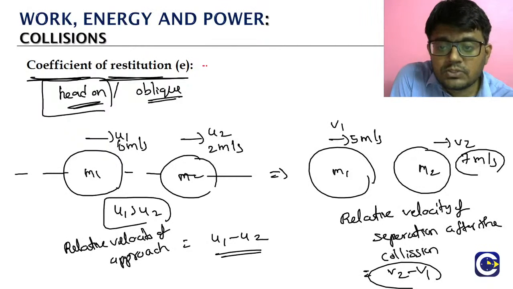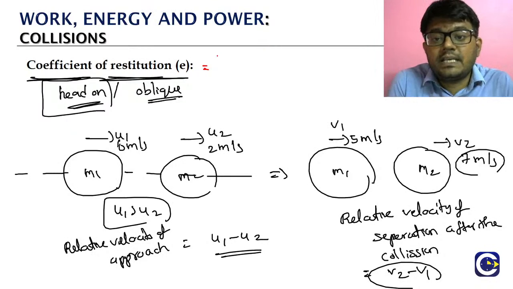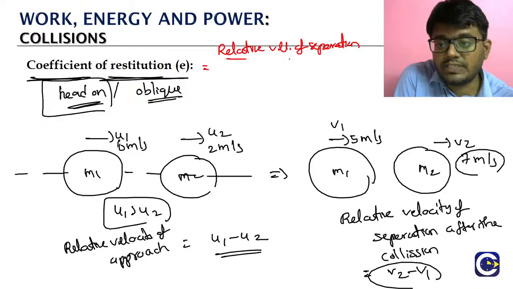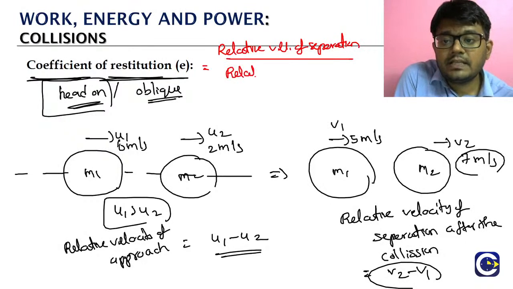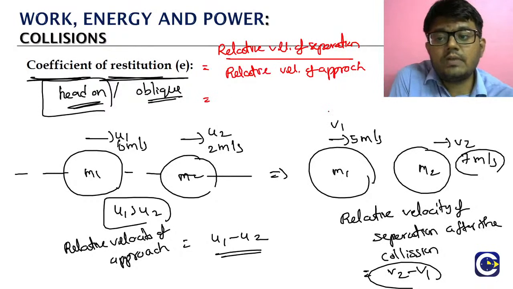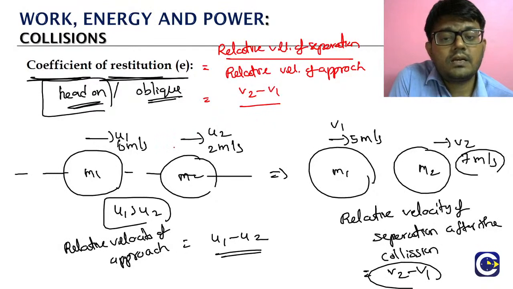Now the coefficient of restitution is defined as the relative velocity of separation after the collision. So how is it defined? As the relative velocity of separation after collision divided by the relative velocity of approach before the collision. So that is, relative velocity of separation after the collision means V2 minus V1, divided by relative velocity of approach before the collision means what?